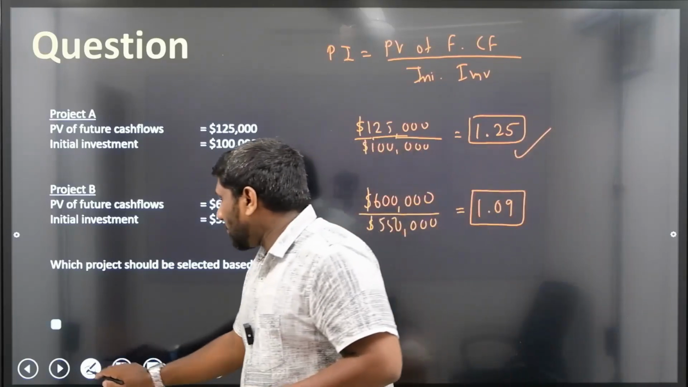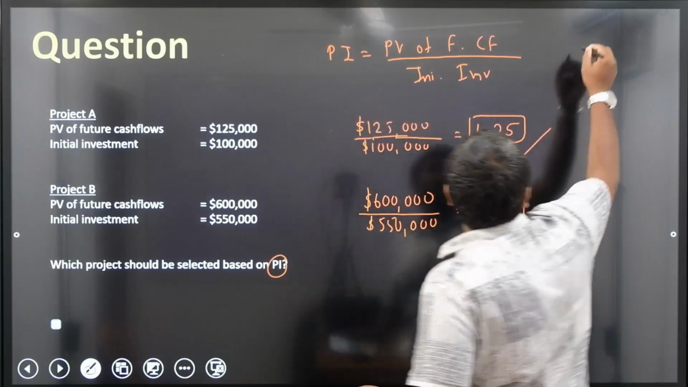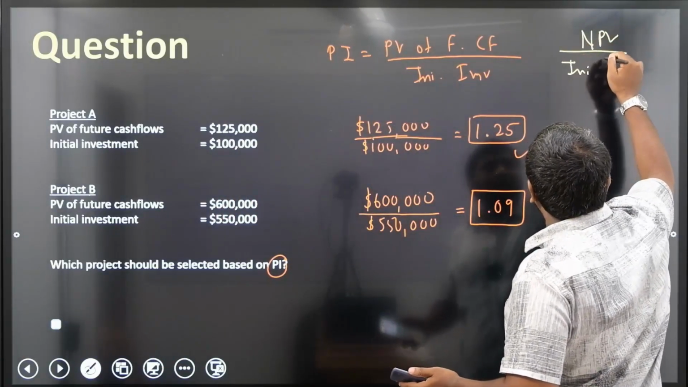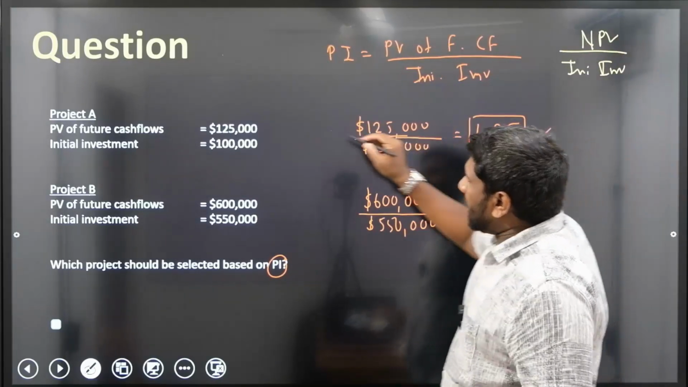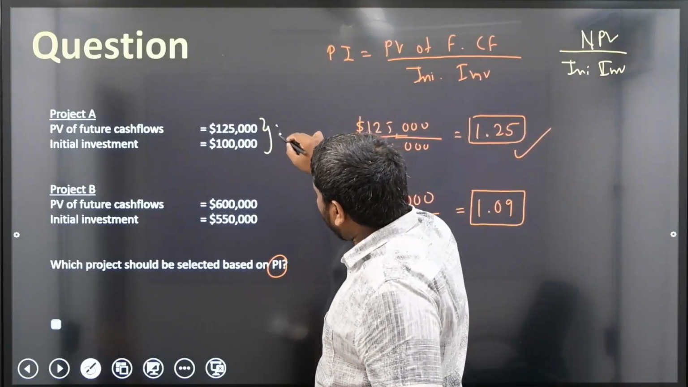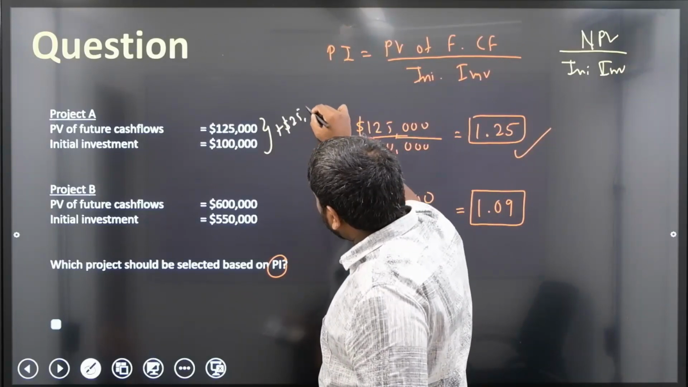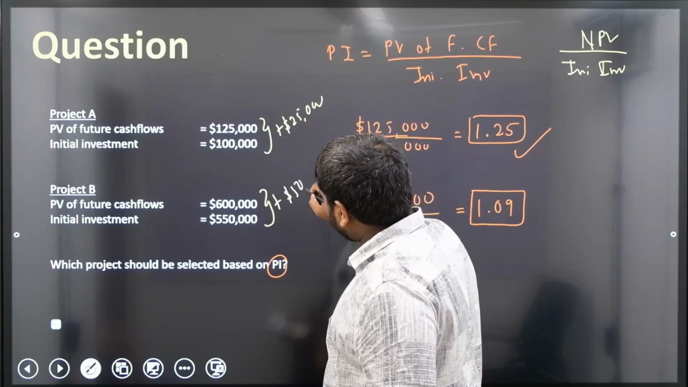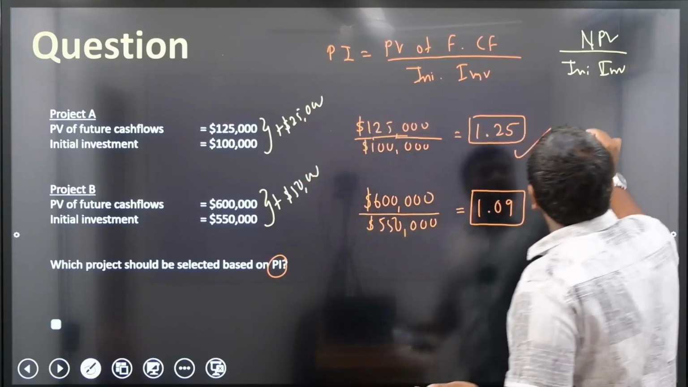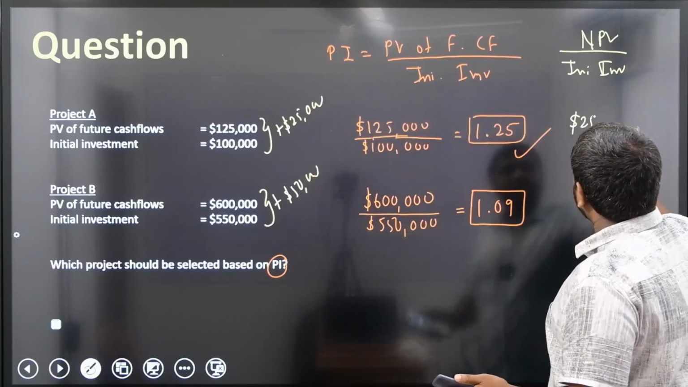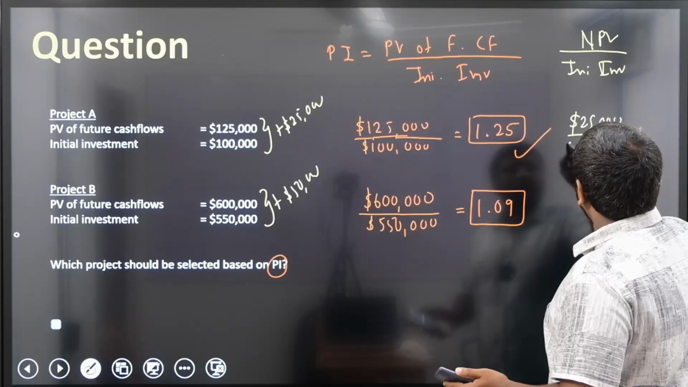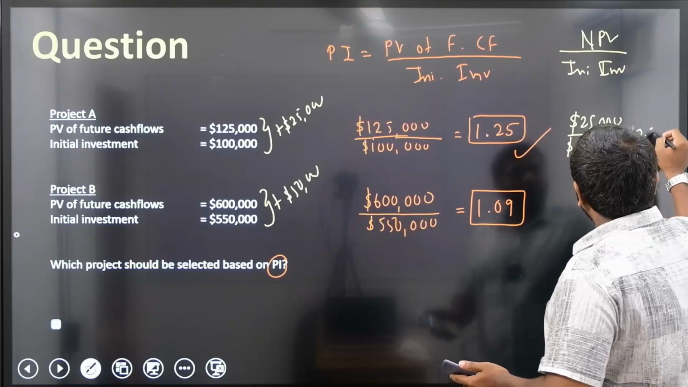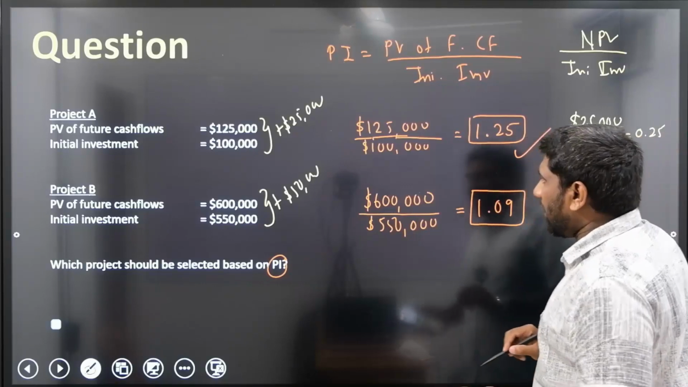So what is the second formula that we learned? NPV divided from the initial investment. Here in this project, what is the NPV? Plus 25,000. In this project, what is the NPV? Plus 50,000. So here 25,000 divided from 100,000. What's the answer that we are getting? 0.25. Profitability index is 0.25.